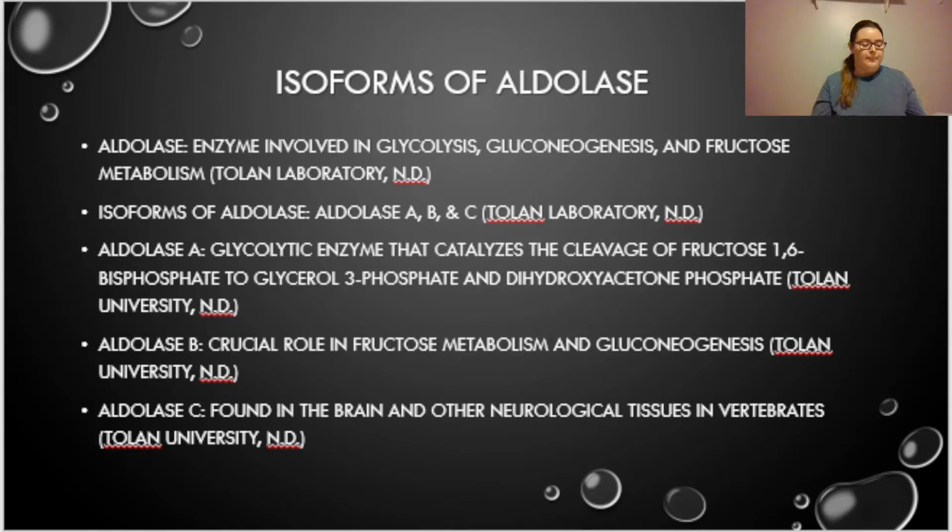And then aldolase C is found in the brain and in other neurological tissues, specifically in vertebrates. And it is also found in tissues of constant metabolic activity. It is also present in fetal and cancer cells, and the specific physiological role of aldolase C is still not necessarily understood. It's very unknown still to this day. And it has catalytic properties that are intermediate to those of aldolase A and B.